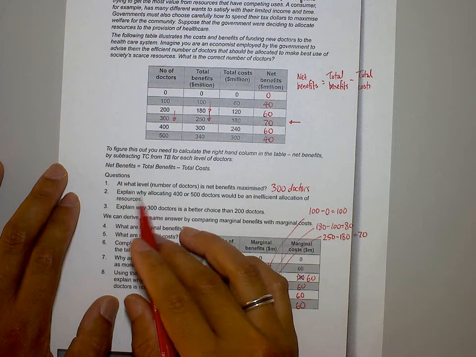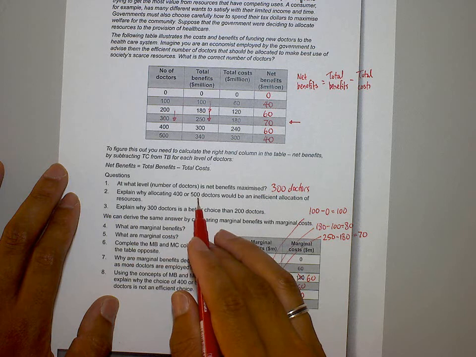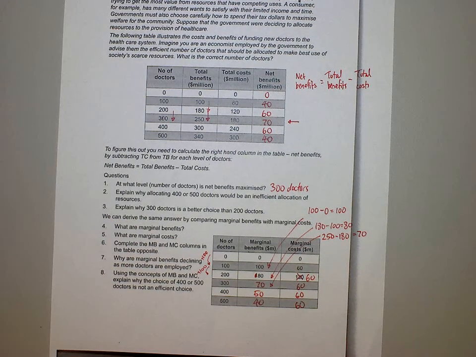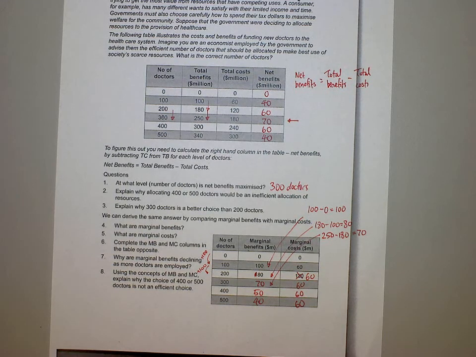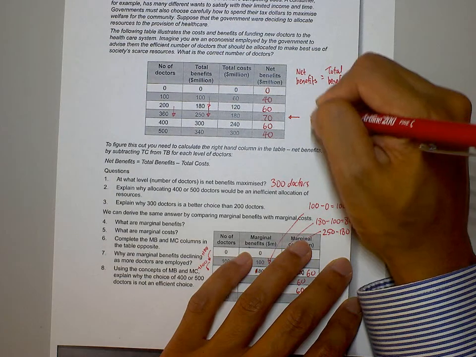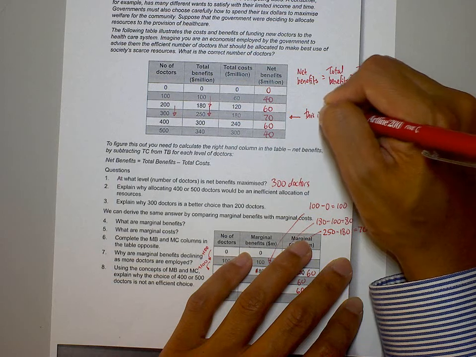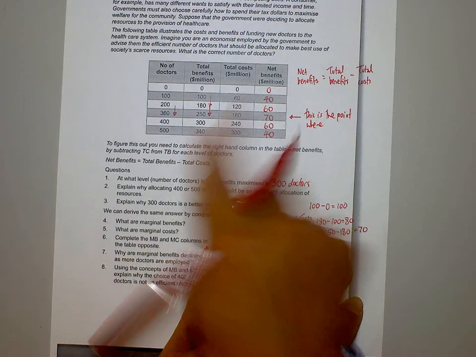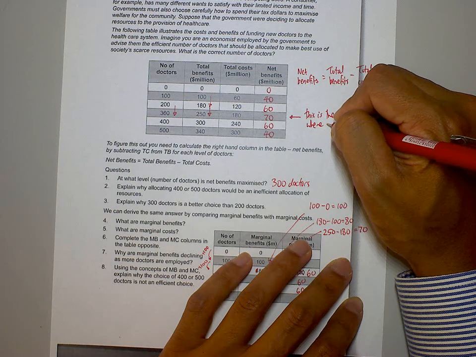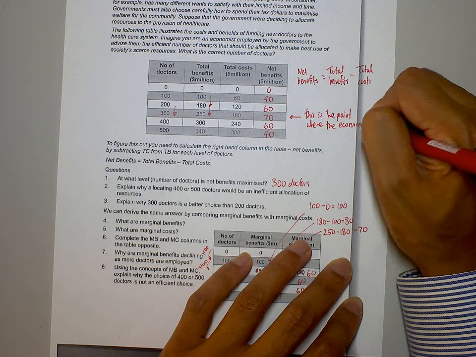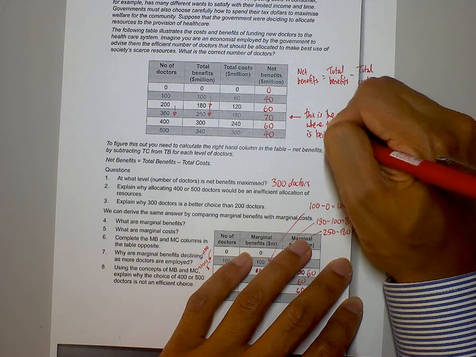Next question. Explain why allocating 400 or 500 doctors would be an inefficient allocation of resources. So remember, efficient allocation of resources means that net benefit is maximized. So if I wanted to put down over here, this is the point. So up here at 300 doctors, this is the point where the economy is efficient, or is being efficient.